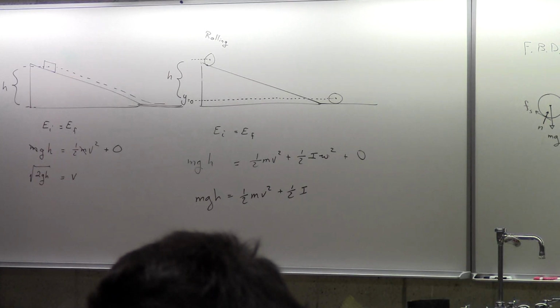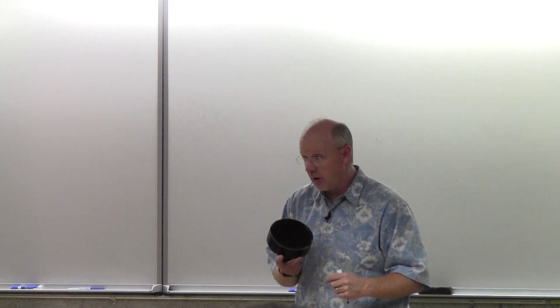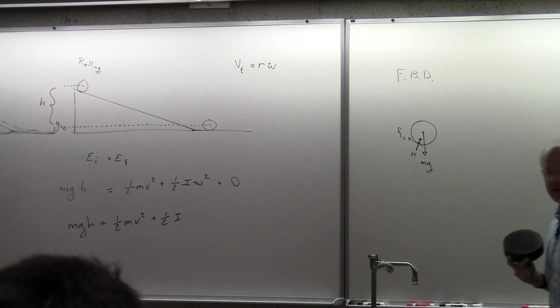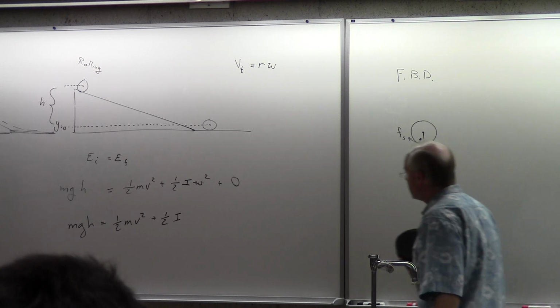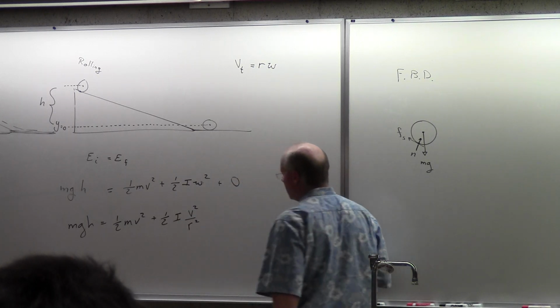If this thing is rolling down here without sliding, didn't we learn the relationship between the translational speed and the rotational speed? Do you remember that one? It was a little formula we had that said the translational speed is equal to the radius times the angular speed. I think we did that last Monday. Maybe it was Wednesday, but I think it was when we started this one. So I'm going to take advantage of that by saying this is V divided by R. And of course it's squared.